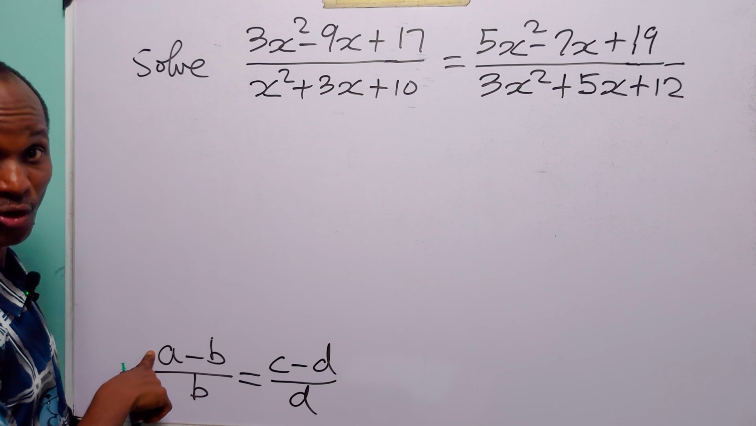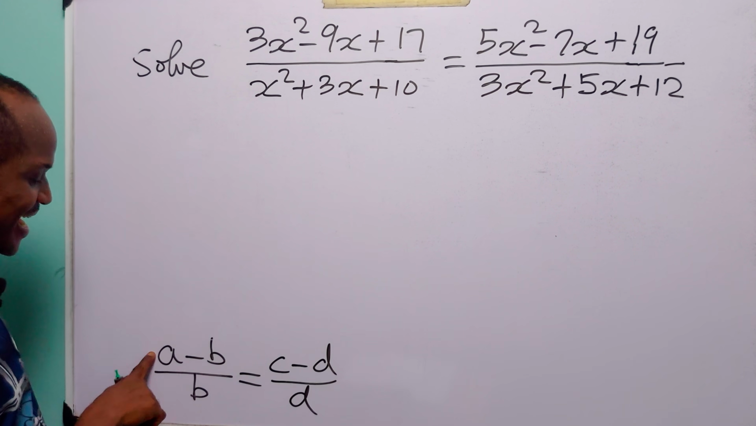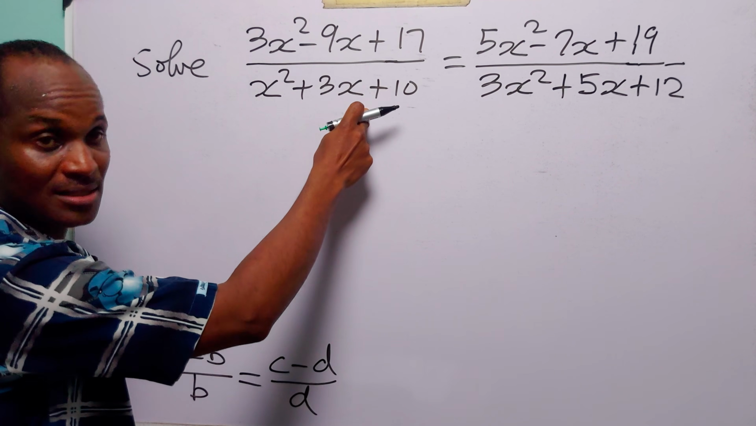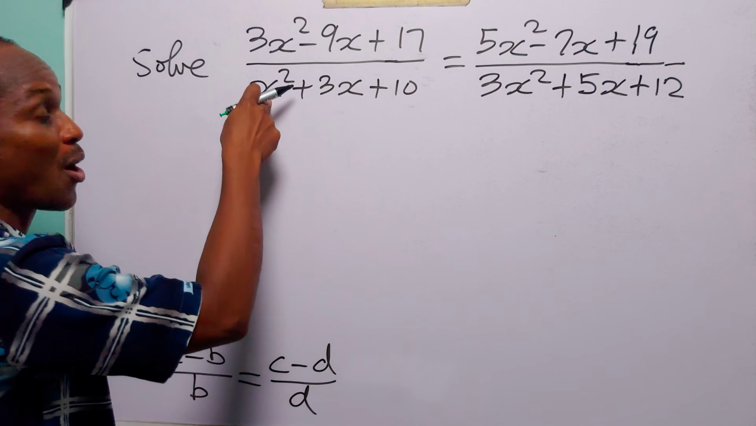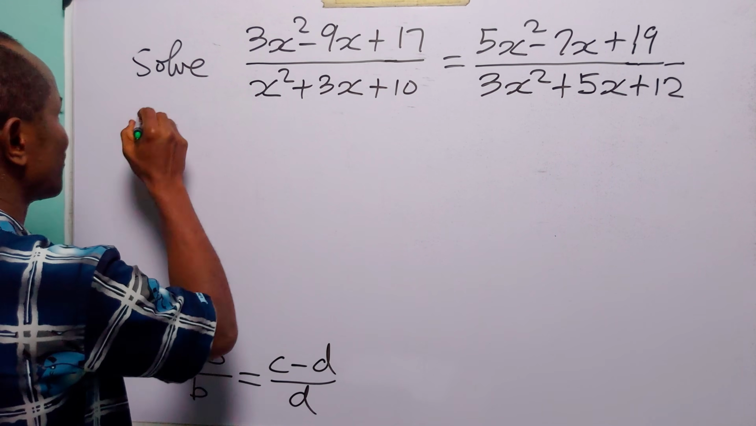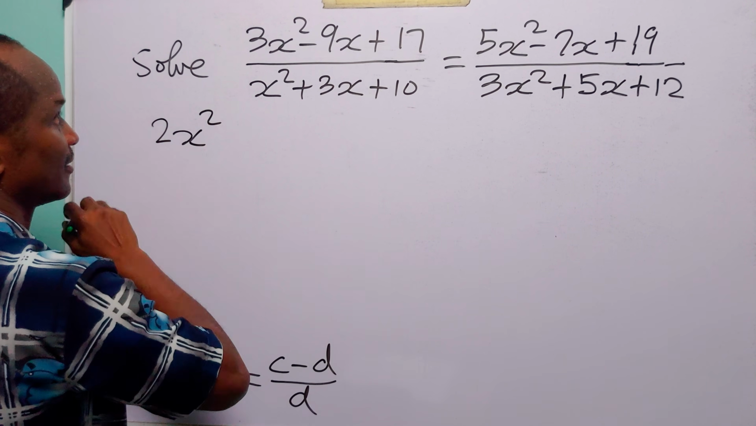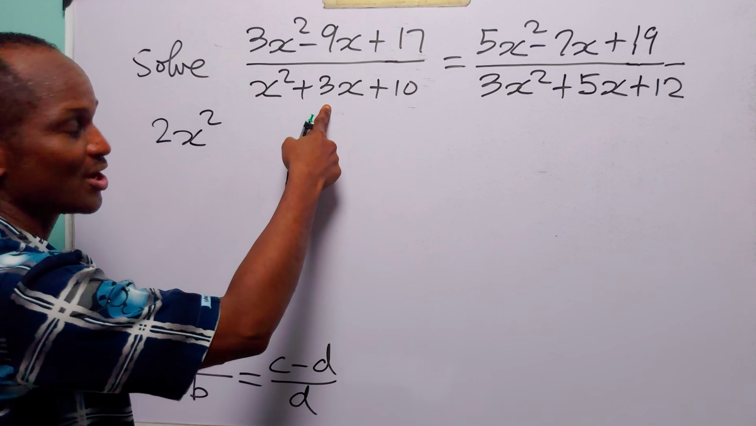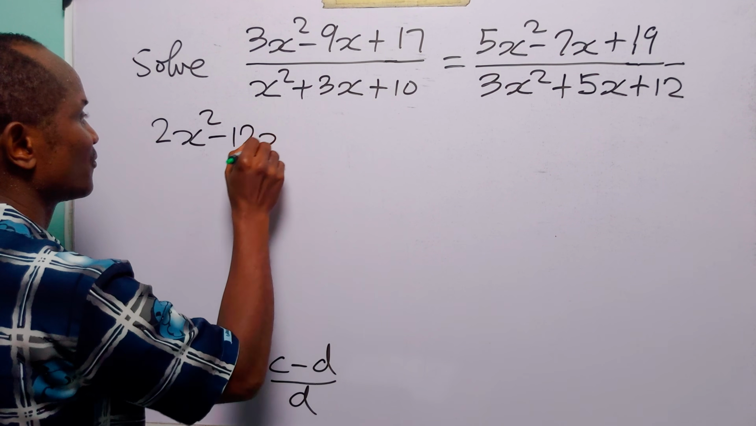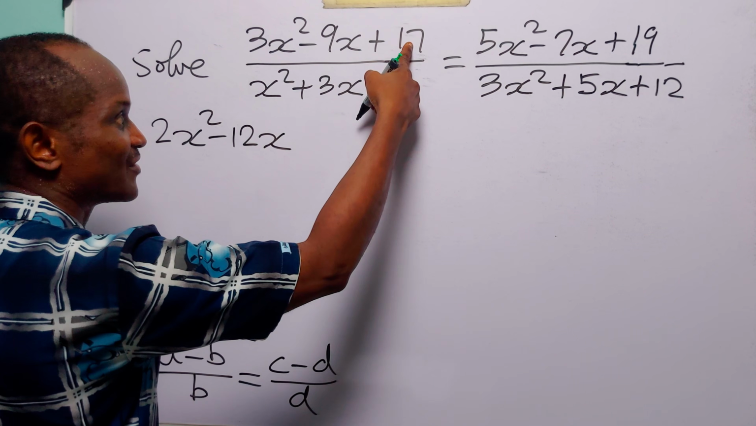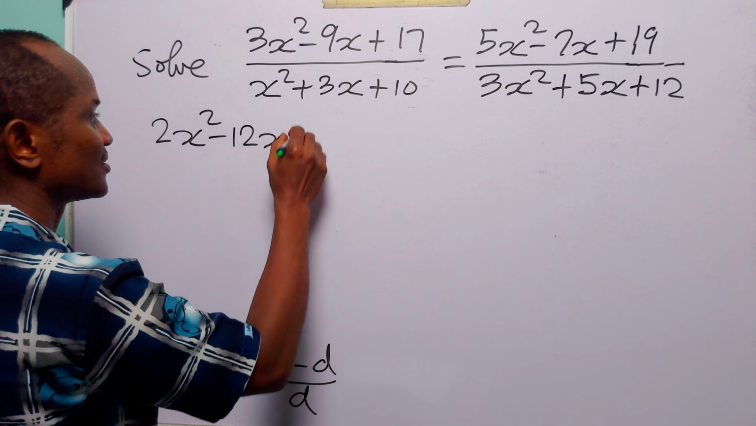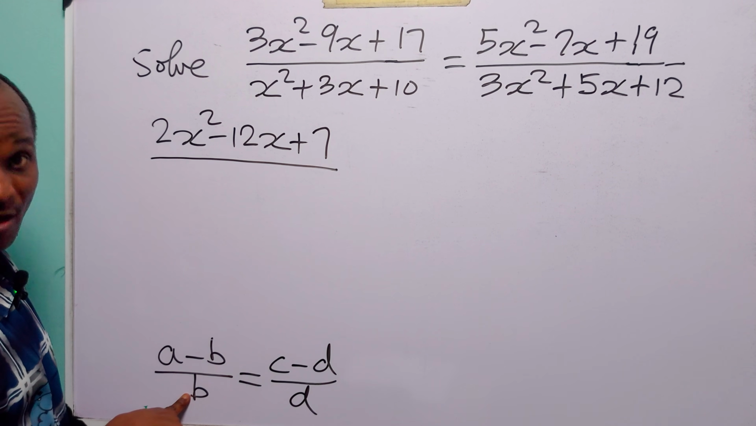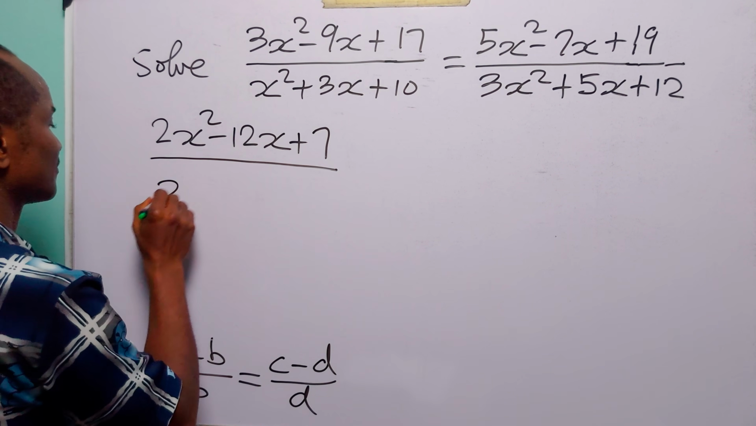In the new numerator, we have a minus b. That is this minus that. 3x squared minus x squared is going to give us 2x squared. Minus 9x minus 3x is going to give us minus 12x. And 17 minus 10 is going to give us 7. Now, in the denominator, we still have b. So that is this.